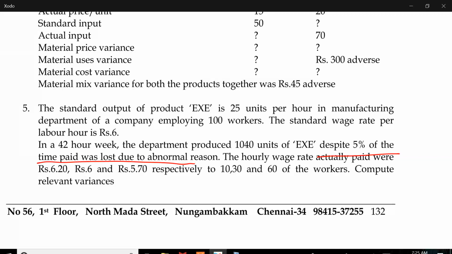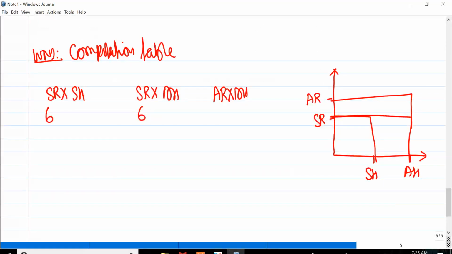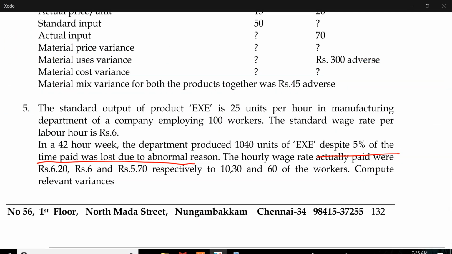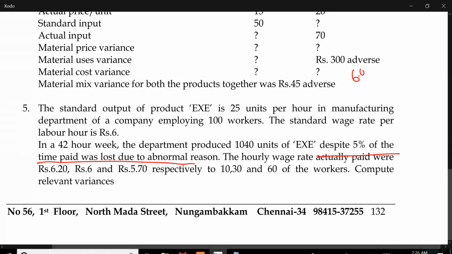So 6.2 into 10 plus 6 into 30 plus 5.7 into 60 whole divided by 100. What number you get? 5.84. Okay, that is your AR. Any doubts on this? You can put an asterisk mark and show the calculation if you want to. It is basically 6.2 into 10, 6 into 30, 5.7 into 60 whole divided by 100.